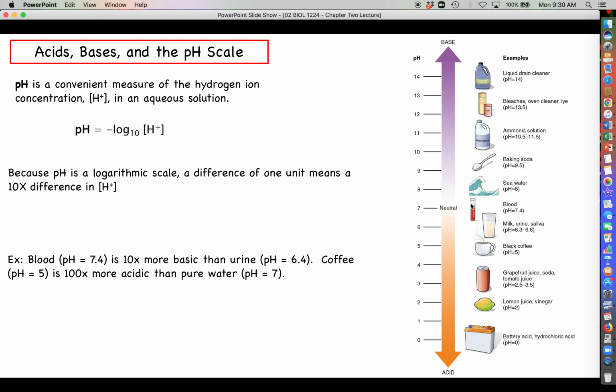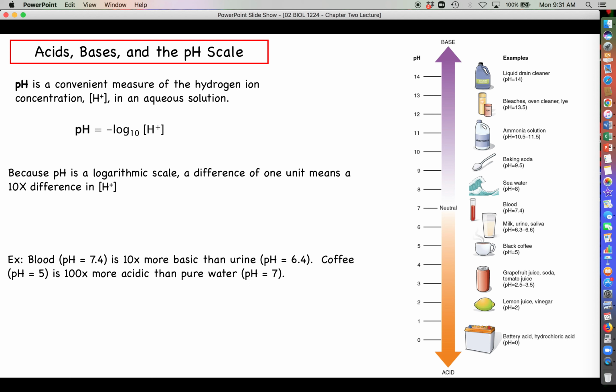So that's something that I didn't mention before. 7 on the pH scale is perfectly neutral, and that is pure water. So pure water has a pH of 7.0. So if coffee has a pH of 5 and water has a pH of 7, that is a difference of 2 pH units, so that means a 100-fold difference in hydrogen ion concentration. So coffee, we could say, is 100 times more acidic than pure water.